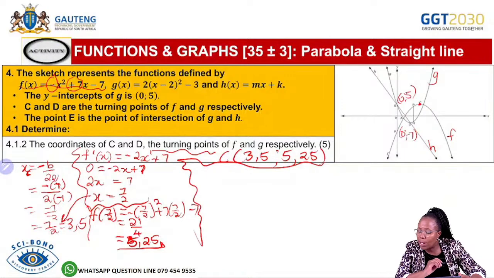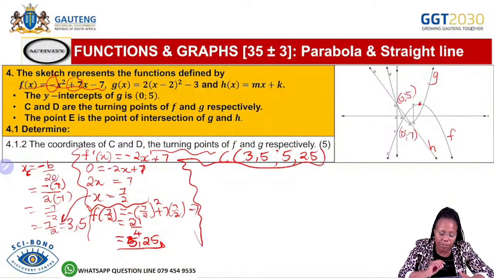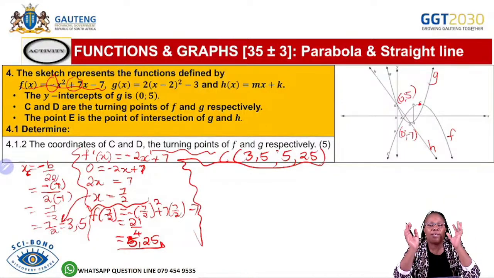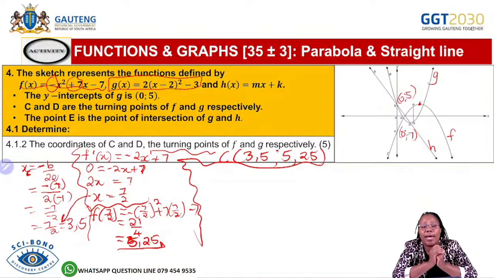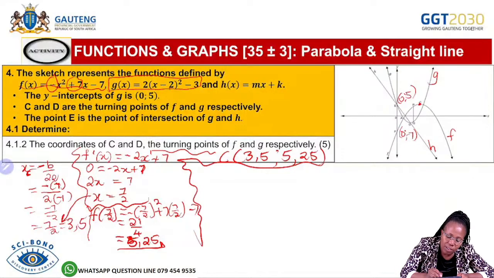And then the next one, we are looking for the turning point for D. With D, it's straightforward because it's given to you now. Why? Because the equation is given in the form a into (x minus p) squared minus q. Remember, this is your p, and then that is your q. So if we are identifying a turning point, remember the turning point is (p, q).